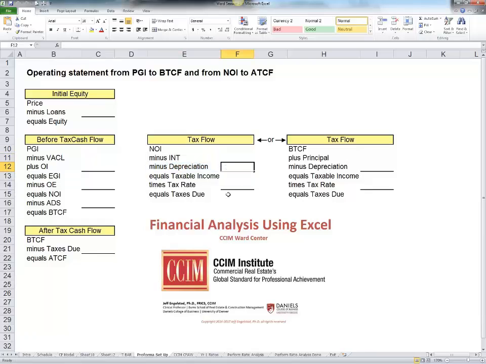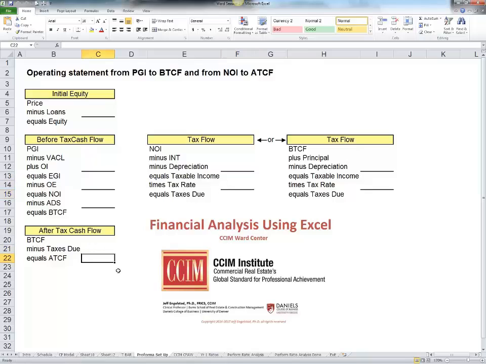So net operating income minus interest minus depreciation equals your taxable income. And note, taxable income and cash flow are not the same thing, right? So net operating income minus interest minus depreciation gives us taxable income. We multiply that by our tax rate, and we have our taxes due. Well, before tax cash flow minus taxes due equals after tax cash flow.